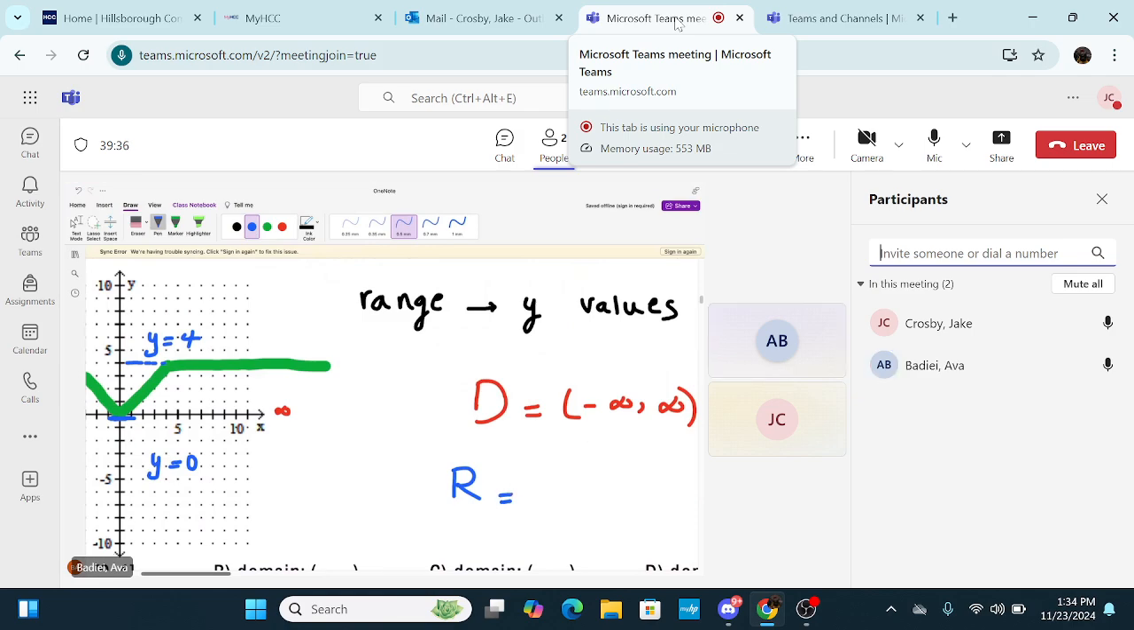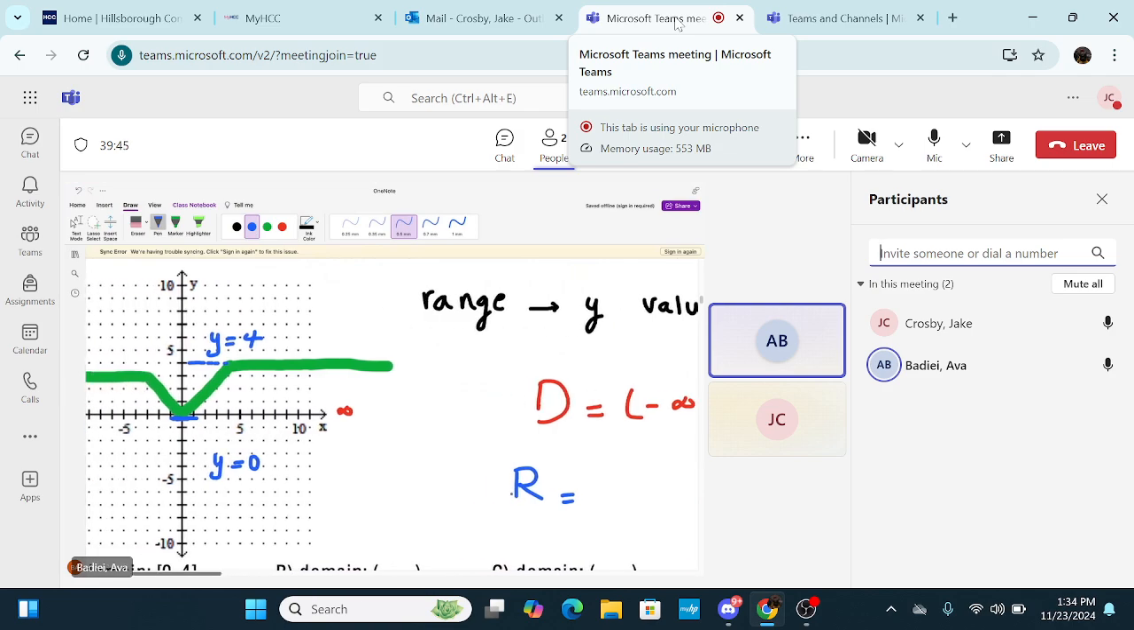Bracket is greater than or equal to in general. Another way we can think about it is that a bracket is used when the number that you're talking about is included in your graph, and parentheses means that it's not included.